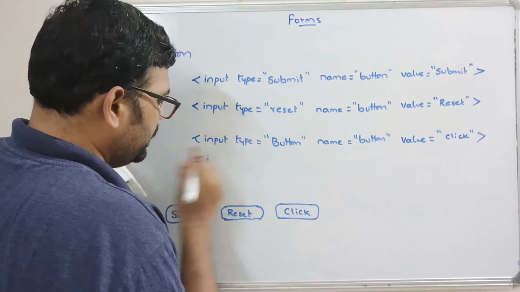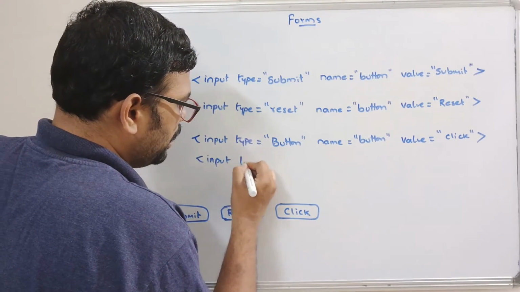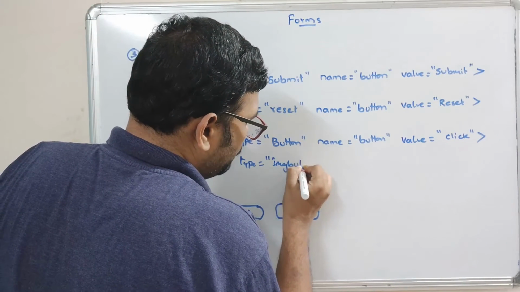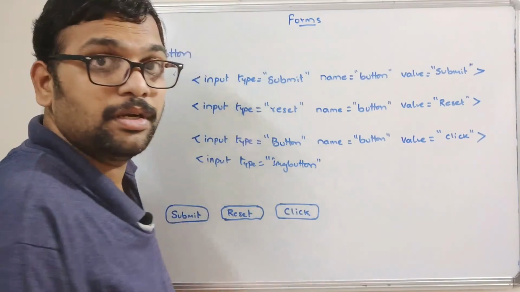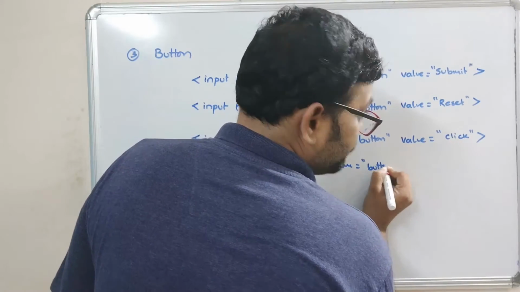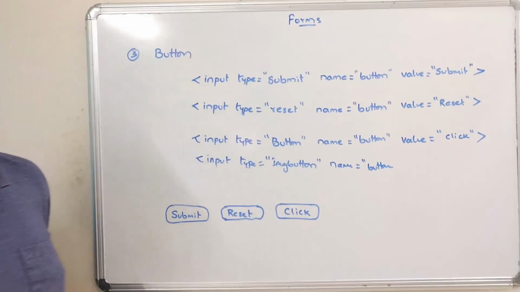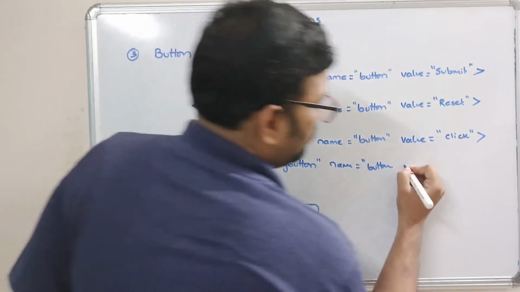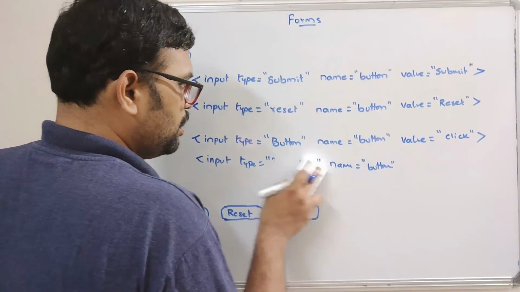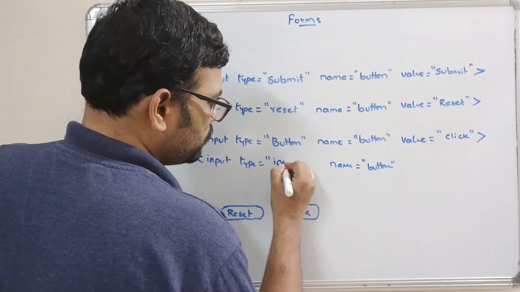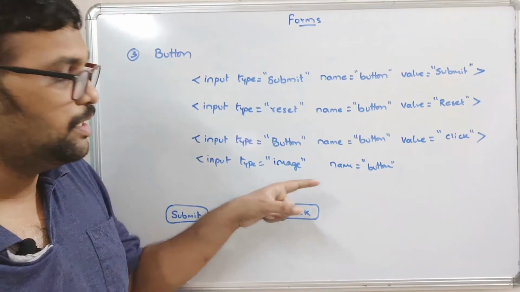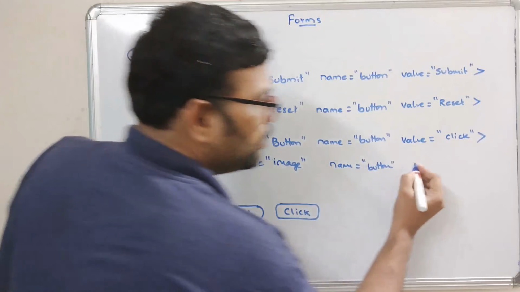And the fourth one is the image button. Input type is equal to image button. Some name is equal to some button, and value is equal to, here we should not give the value. Here you just go with the image. Type is equal to image, and name is equal to some button, and give the source.